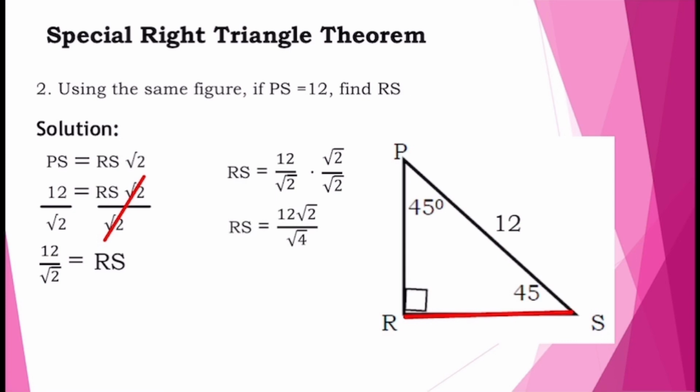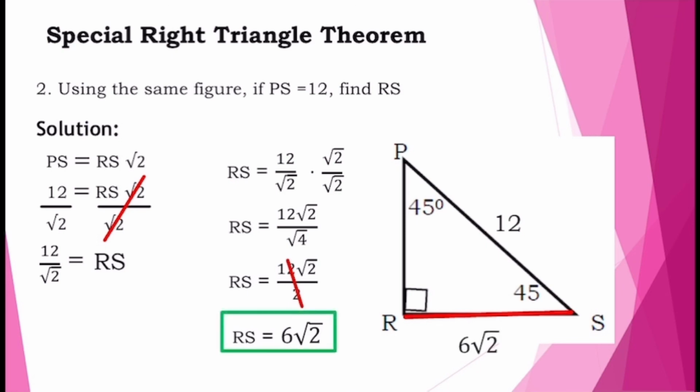So we can get 12 square root of 2 over square root of 4. So we will have 12 square root of 2 over 2 because 4 is a perfect square. After that, we can divide 12 over 2. So therefore, our RS is equal to 6 square root of 2. You need to remember that the legs of a 45 by 45 by 90 degrees triangle are the same.